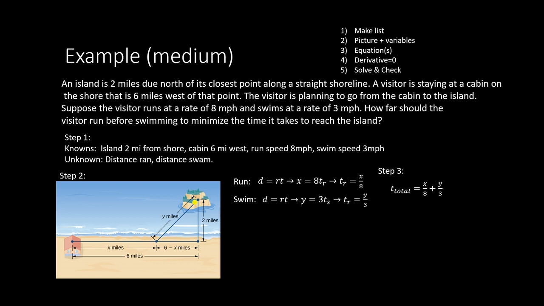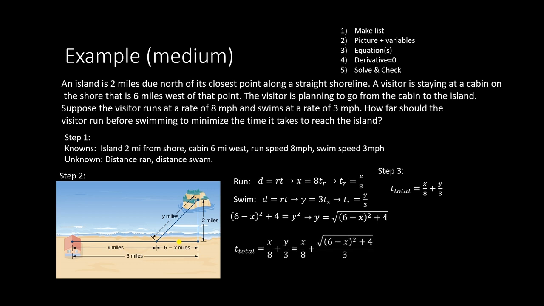To do that, let's get it in terms of one variable first. We'll use this triangle. The total distance here is 6 miles. So if this is 6, then this is 6 minus x. That gives us a right triangle, and we can use the Pythagorean theorem here. If we solve this for y, we get this. Now, we can substitute that in the equation for time. Now the time is in terms of one variable.